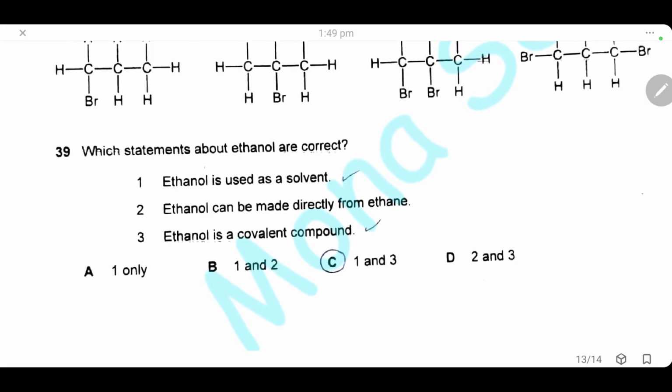Question 39. Which statements about ethanol are correct? Ethanol is used as a solvent. This is a correct statement because ethanol is a good solvent. Ethanol can be made directly from ethane. This is a wrong statement because it can be made directly from ethene. Ethanol is a covalent compound. This is a correct statement. So here we have 1 and 3 are correct, and the answer is C.